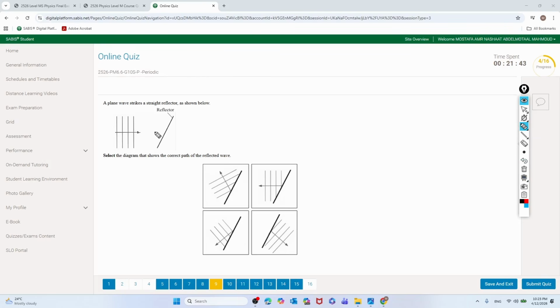This white wave travels like this. This is the normal, so the reflected wave would travel like this. Okay? Okay, great.